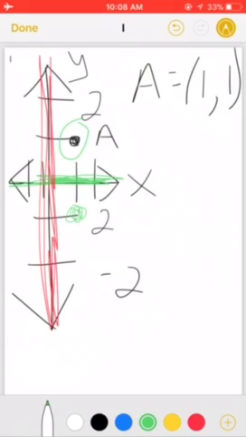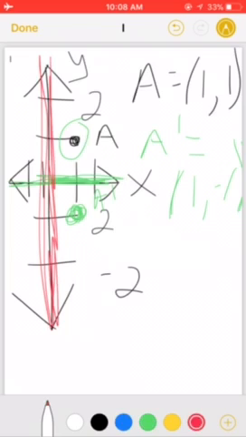So here we go. Boom. A prime. So we would say A prime. Now if we look at the coordinates here, A prime has an x value of 1 and a y value of -1. So there are our coordinates.